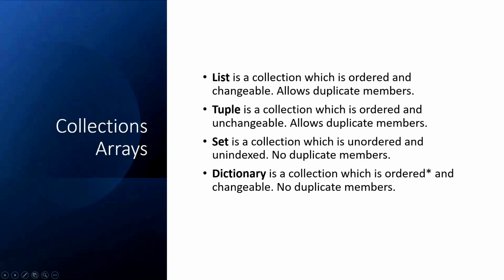Tuple is a collection which is ordered and unchangeable. So when you create a tuple, it will be in a certain order, but you can't change it, and it allows duplicates as well. Set is a collection which is unordered and unindexed, and no duplicates allowed. And dictionary is a collection which is ordered and changeable, no duplicates allowed. All these four collection arrays, we will go into much more detail in separate sessions. For each of these, I've given a separate session.